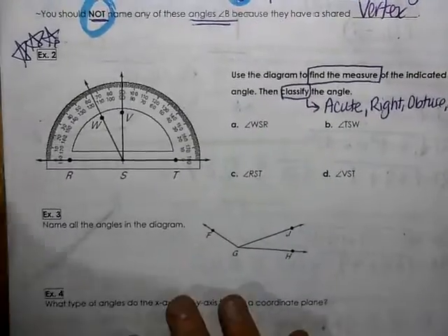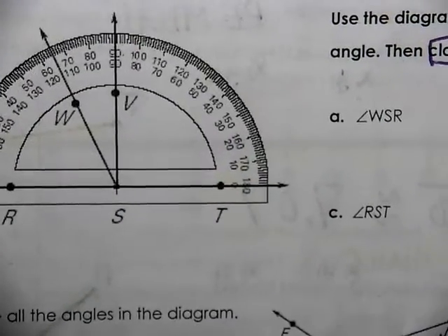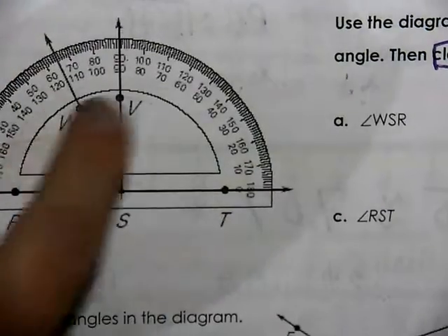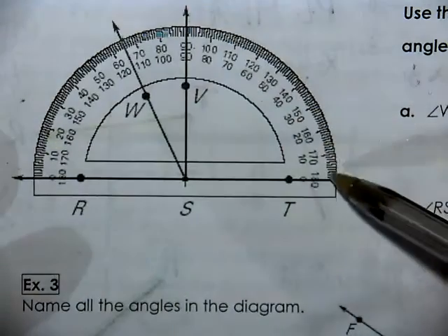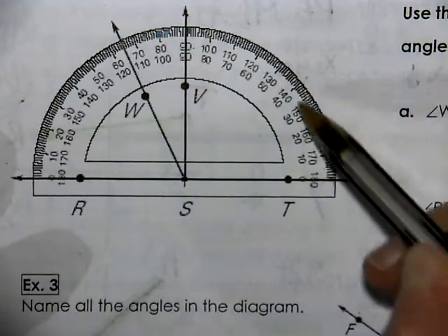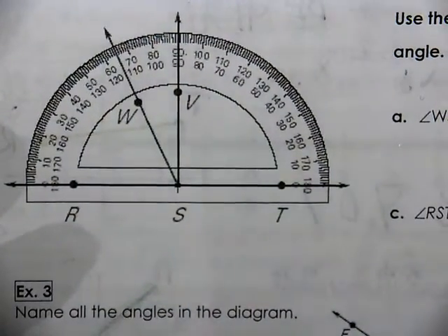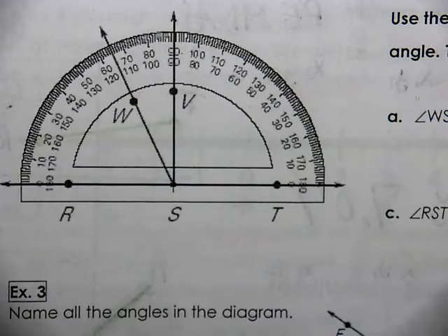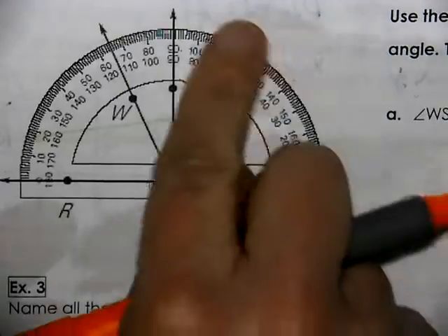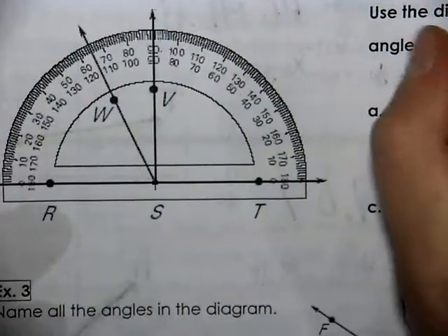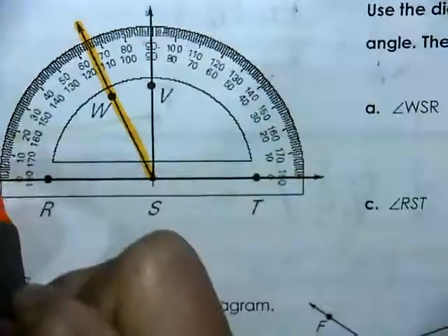Whenever you're working with a protractor, you always want to start at the very bottom and then work your way around. There are numbers that go from 0 to 180 on the outside and from 0 all the way to 180 on the inside. So whenever you're trying to figure out how big the angle is, I would recommend starting at the bottom and then working your way around. So let's go ahead and start with WSR. So here is WSR.